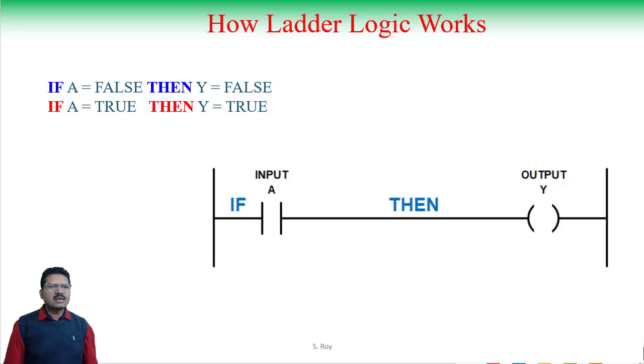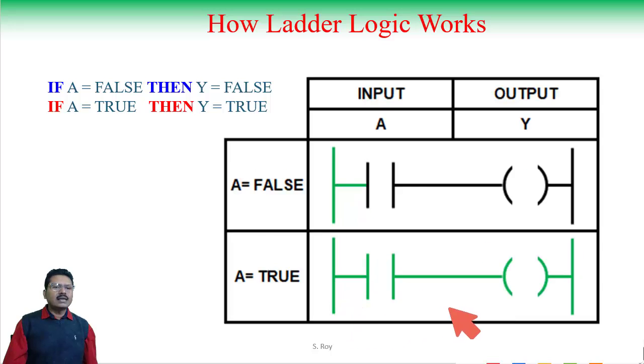Ladder logic basically works just like an if-then relation. This is a very simple program. This is one input with a normally open contact. This is output. This works like that. If input A is logic 1, then output Y will be logic 1, means this output Y will be activated.